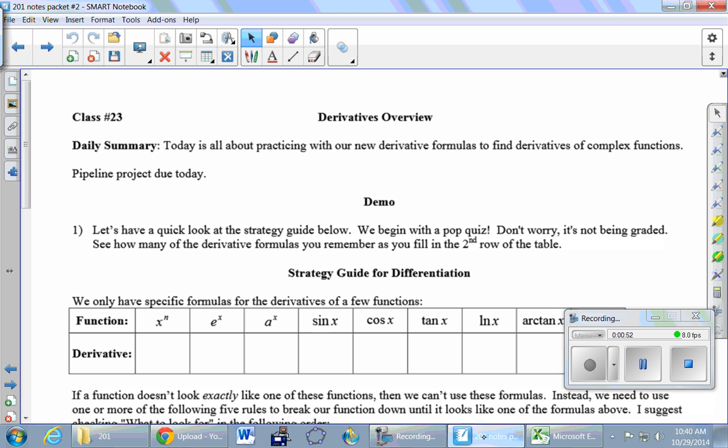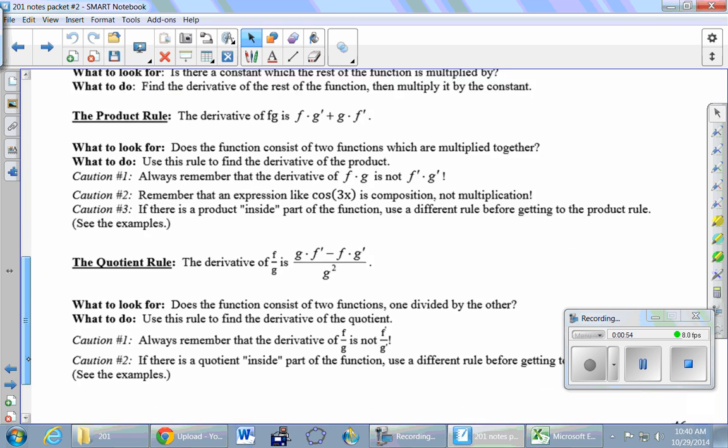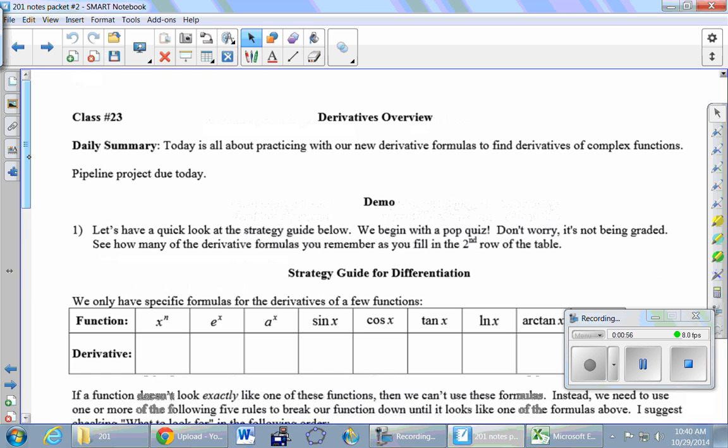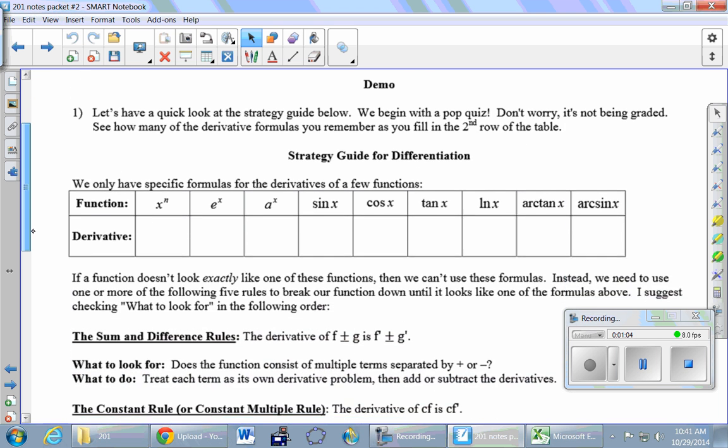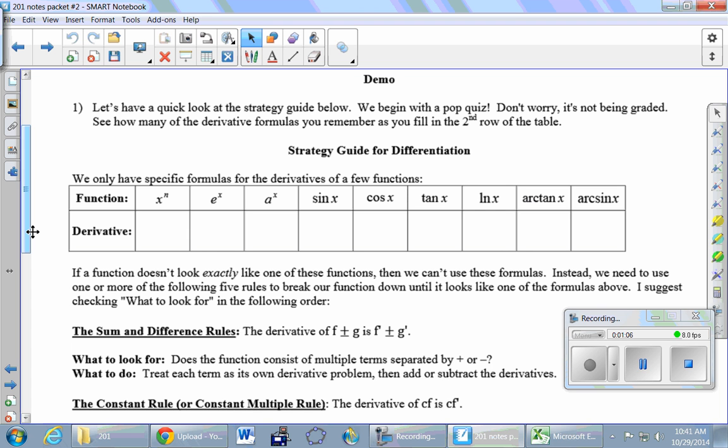Okay, so then again on page 46 in the packet, up here at the top, it just says today is all about practicing with our new derivative formulas to find derivatives of complex functions. So there's a strategy guide that we are going to look at very quickly, but it's a nice reference for you to have when you're working on these hard derivative problems in the activity and also in the homework.